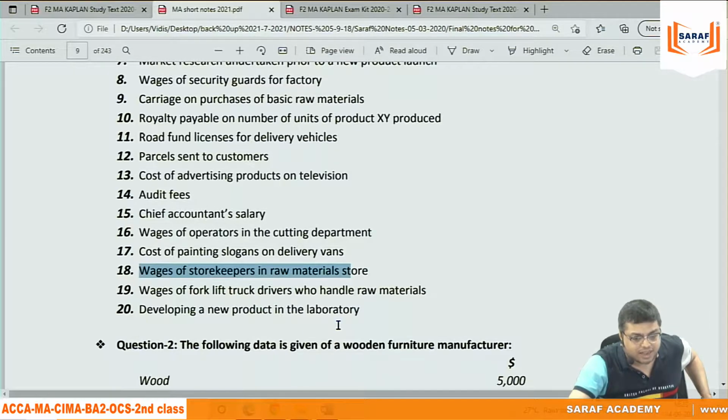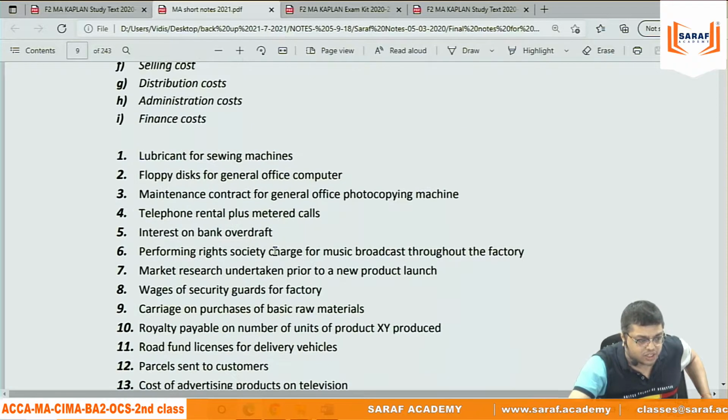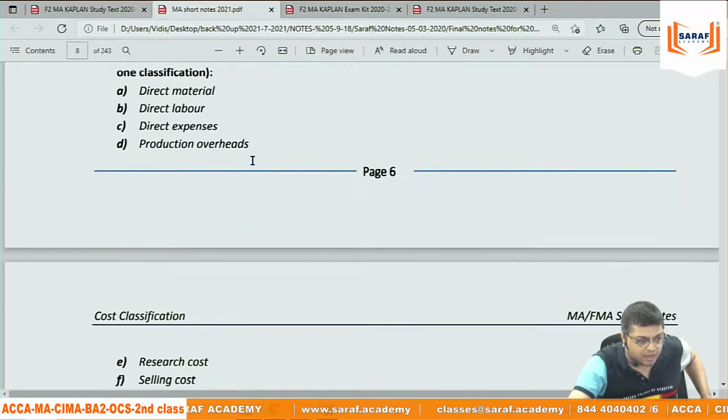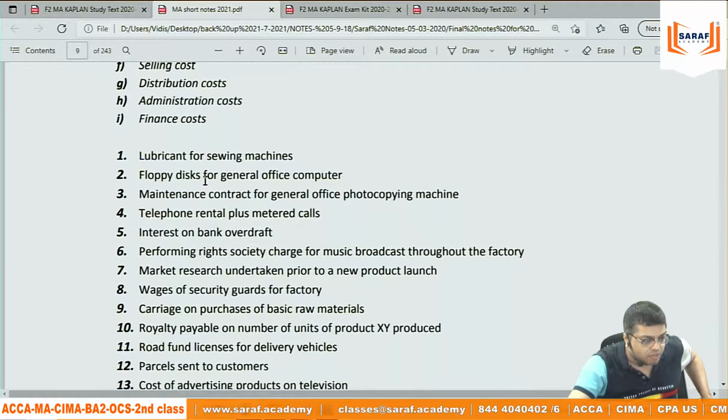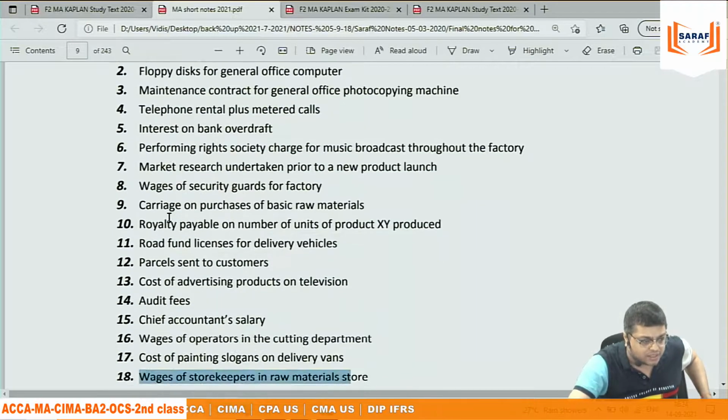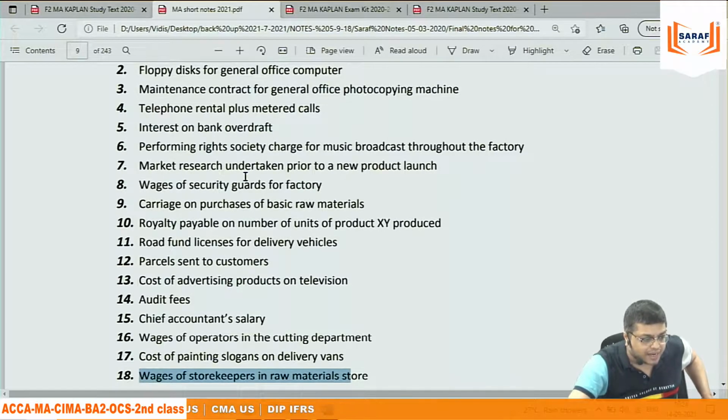Developing a new product in the laboratory, research. Again, lubricant for sieving machine, indirect material, which is production overheads. Office administration, maintenance, administration, telephone, I don't know. If it is factory, if it is office, admin. We are assuming admin. Interest, finance. Performing, marketing. Marketing, research. Wages of security guards for factory, that is production overheads.